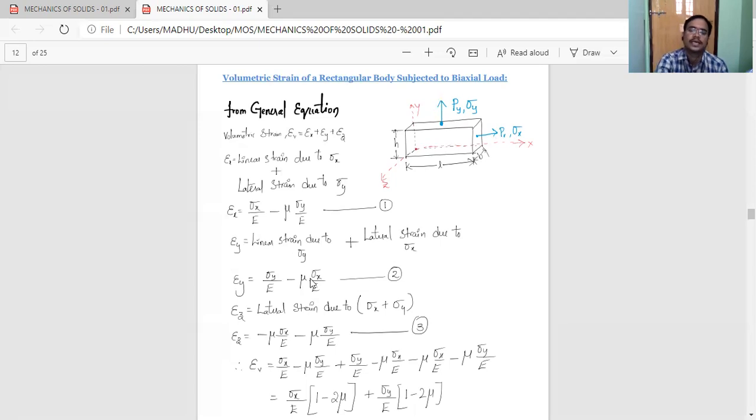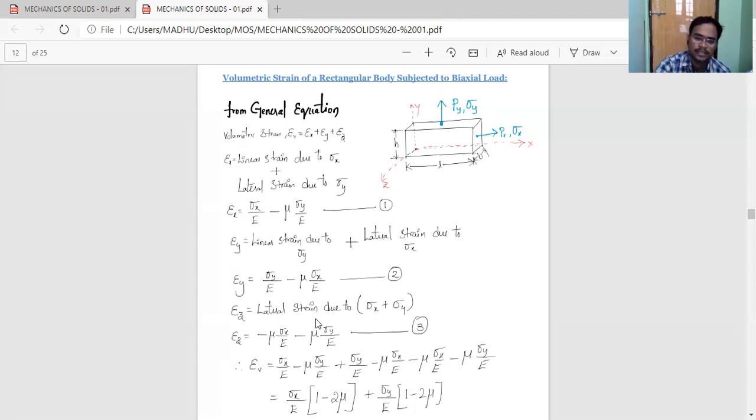So this expression again comes from the Poisson's ratio: mu is equal to minus of lateral strain or secondary strain divided by longitudinal strain or primary strain. When we have these two loads, the biaxial loads, we get expressions like this.